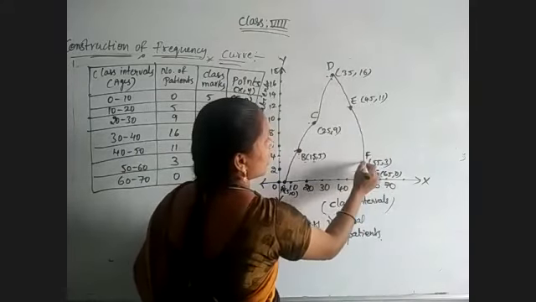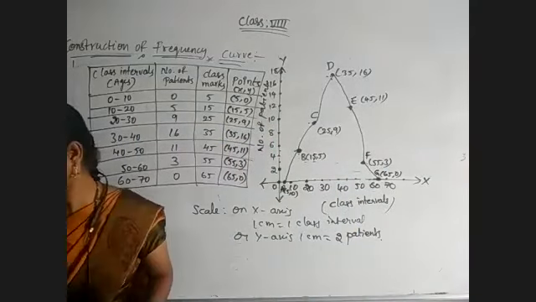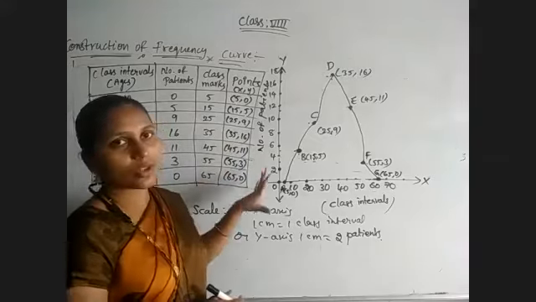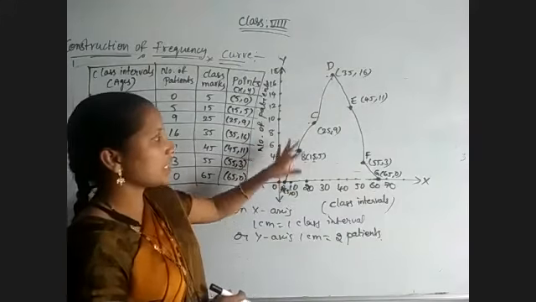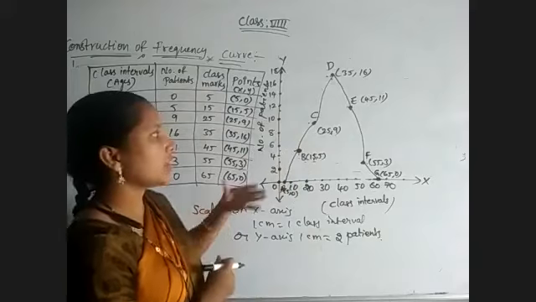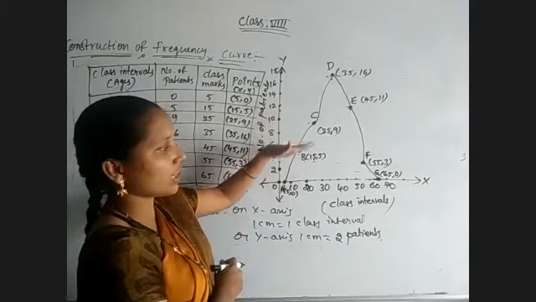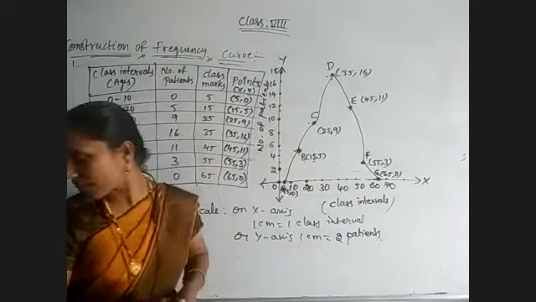The process for the frequency curve and frequency polygon is the same. When not using the histogram, we need to take the points. Same steps. If you are using a scale, that is called a frequency polygon. Without using the scale, if you are joining all the points by hand, that comes under frequency curve. Okay.